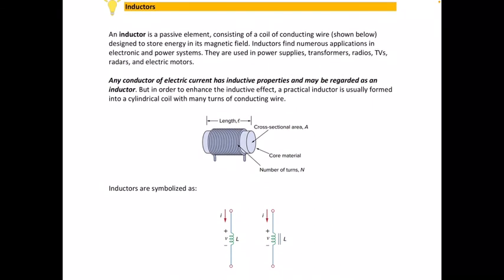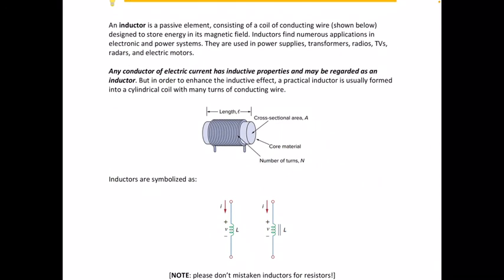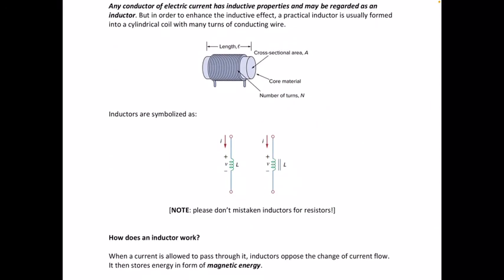And in a circuit schematic diagram, inductors are symbolized as just a coil. They are quite similar with resistors, and I bet you should not mistake them. You should not be mistaken for them as resistors because they are represented by coils. So just a very simple, like 4 coils, just to be specific. And yeah, please don't mistake inductors for resistors.